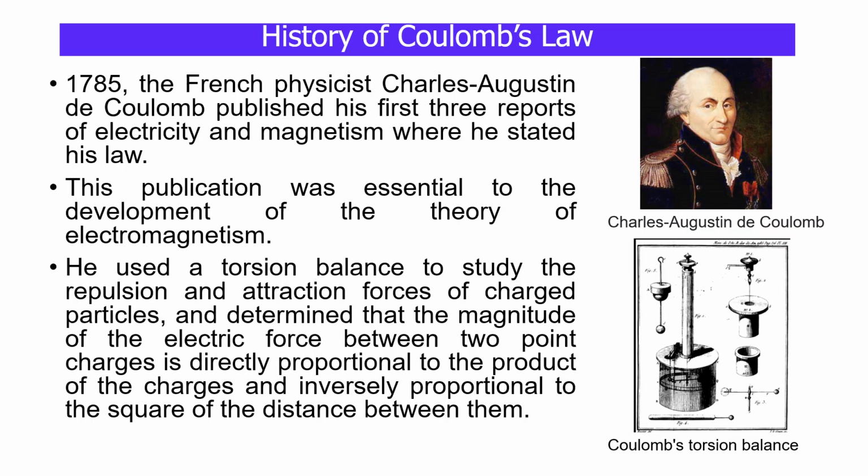Any invention gives us enthusiasm and inspiration when we go through its history. Similarly, Coulomb's law: in 1785, the French physicist Charles Coulomb published his first three reports of electricity and magnetism, where he stated his law. The publication was essential to the development of the theory of electromagnetism. He used a torsion balance to study the repulsion and attraction forces of charged particles and determined that the magnitude of electric force between two point charges is directly proportional to the product of charges and inversely proportional to the square of the distance between them. This is the experiment arrangement, and he is Mr. Coulomb.